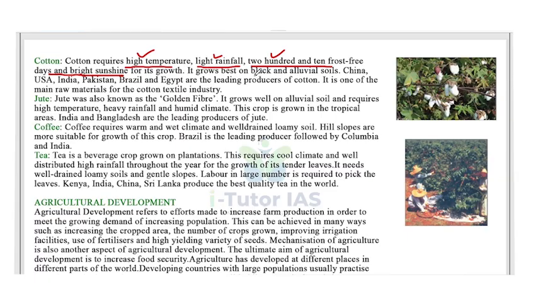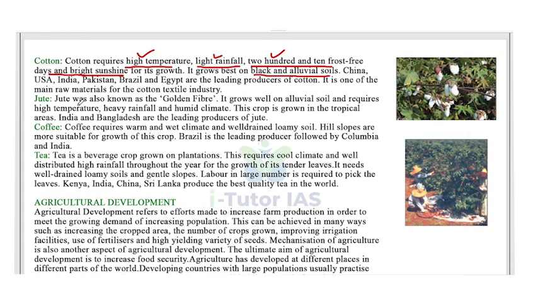It grows best on black and alluvial soil. China, USA, India, Pakistan, Brazil and Egypt are the leading producers of cotton. It is one of the main raw materials for the cotton textile industry.